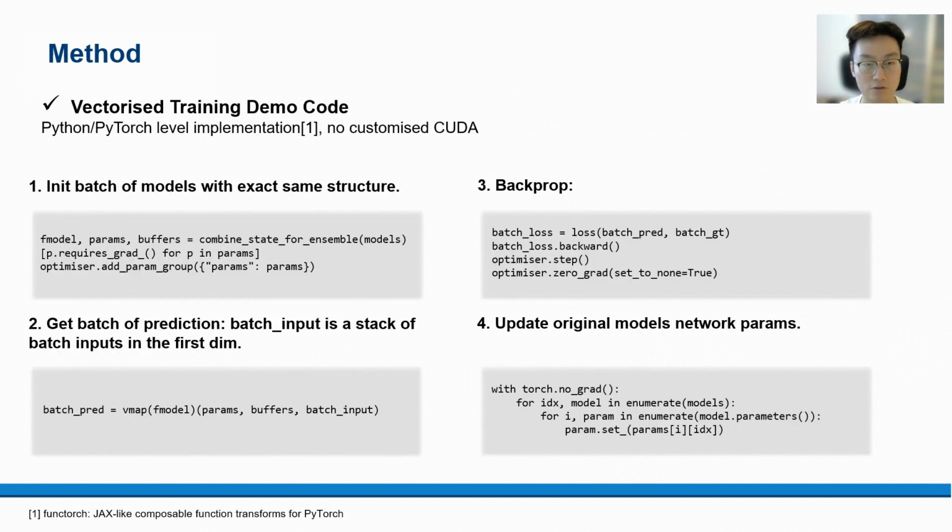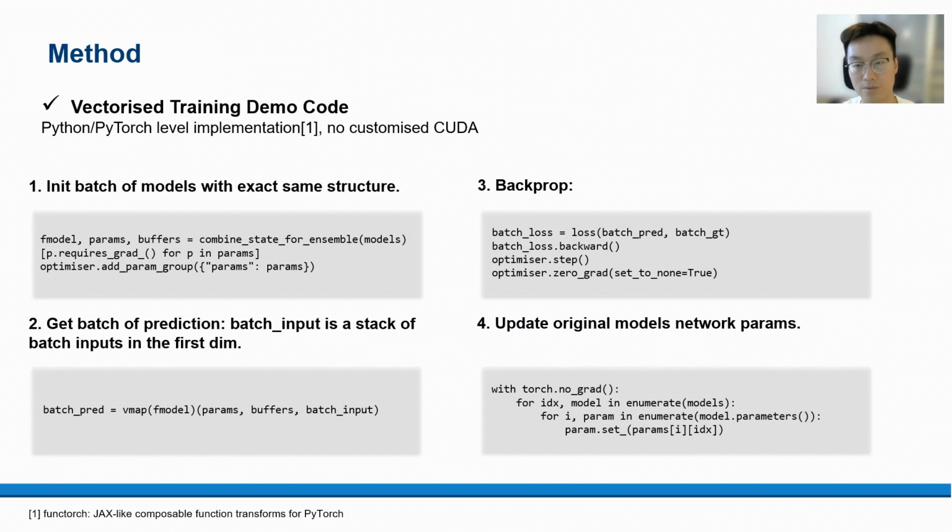The vectorized batch model training is implemented at Python package level using FuncTorch, without the need for a customized CUDA kernel. Here we show a high-level code demo. Multiple networks batch training can be achieved by simply 4 steps. Firstly, init the batch of models with the exact same structure.